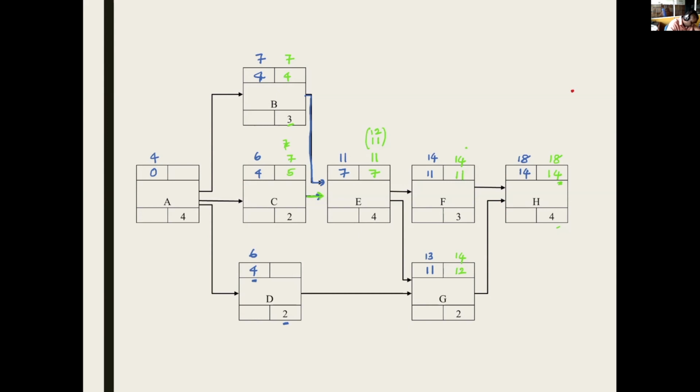D, you get 12 here. This 12 minus 2 is 10. Yes. For A, we have 3 links. If you come from B, you get 4 here. C, you get 5 here. D, you get 10 here. You take the lowest value, 4.